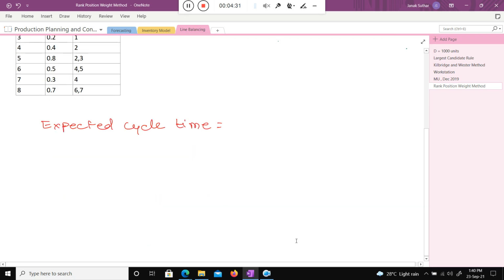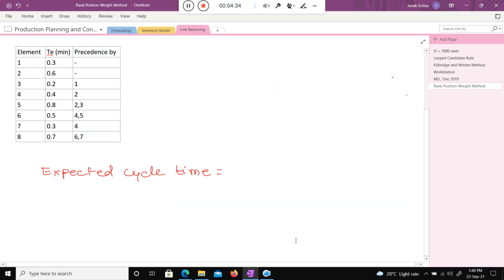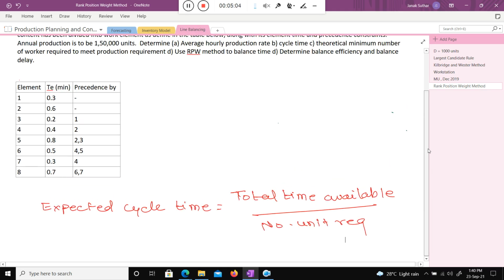Okay, no issue. I think many people are not interested. Okay, so here for the expected cycle time, you have the total time available. Just divide it by your total demand, the number of units required. Just use a little bit of your mind here. It is a very easy process, and we already did two or three numericals. Why are you not participating?